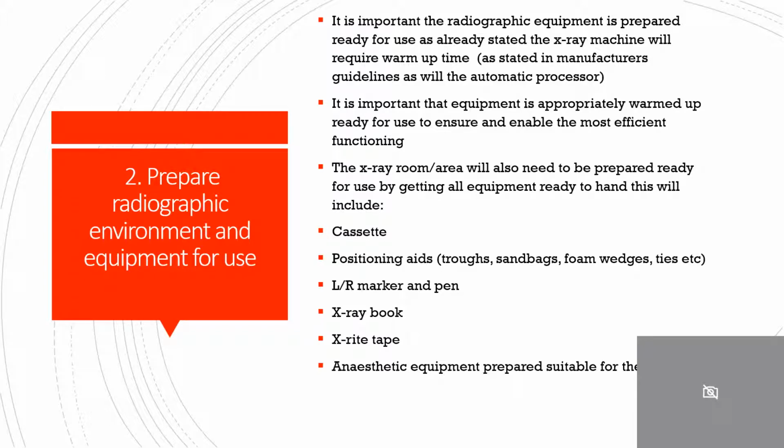Consider the fact that on many occasions these animals are sedated or anaesthetised for X-ray procedures to take place, and the more prepared we are beforehand, we can reduce timescales of anaesthesia or sedation by having been prepared as best we can. The sort of equipment that you'll need to hand will be the cassette, positioning aids to include troughs, sandbags, foam wedges, ties, left-right marker and pen, X-ray book, X-ray tape if this is something your practice uses, and anaesthetic equipment prepared suitable for the patient.